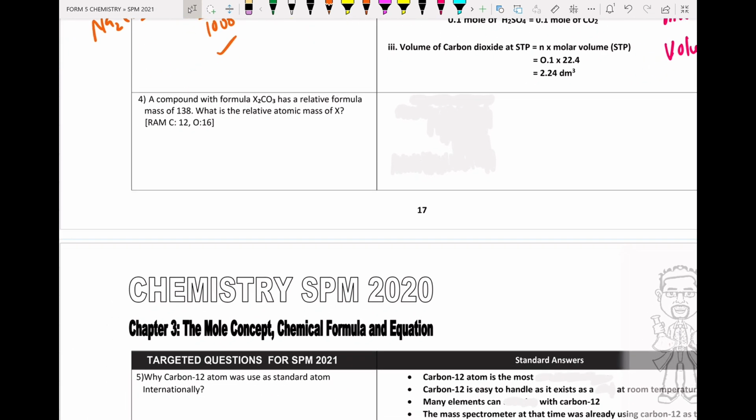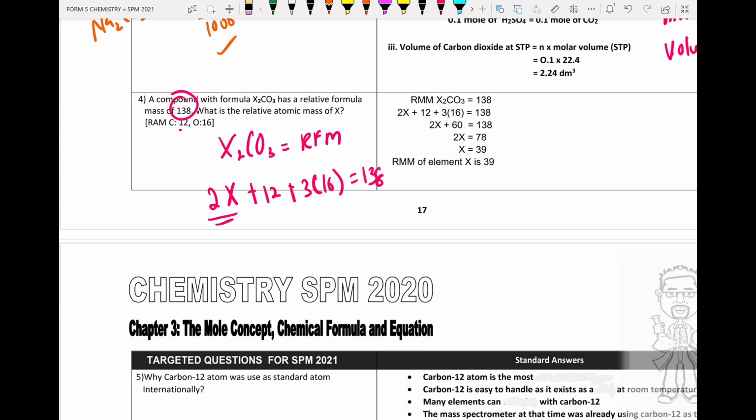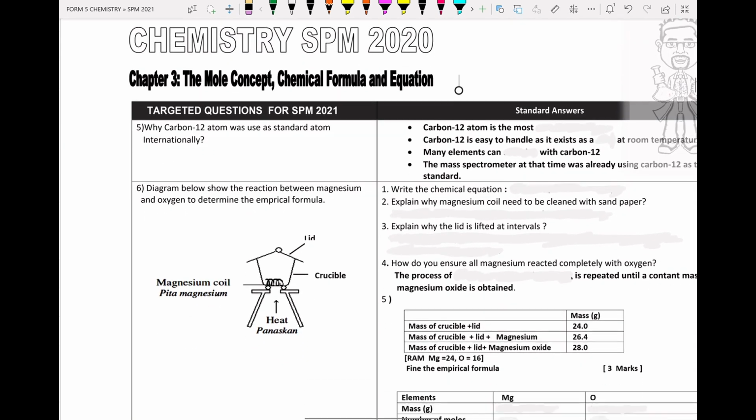All right, next one. Sometimes they give the formula. They ask us to find the relative atomic mass, and given to us is the relative formula mass. So remember, X2CO3 equals RFM, relative formula mass. Apply the RAM. So we have 2x plus carbon is 12, plus 3 times RAM of oxygen is 16, and put the value 138, which is the RFM, and we calculate the RAM of x. The answer is given here. All right, so we move on to the next one.